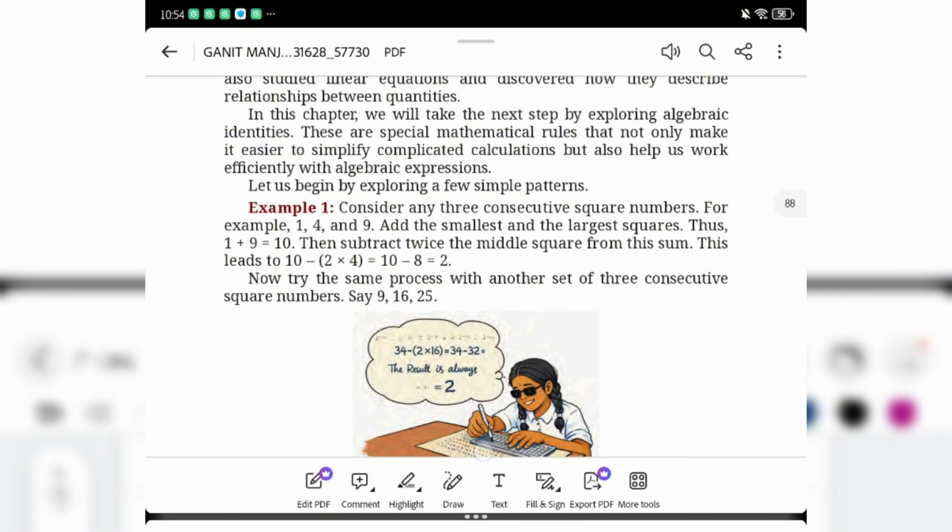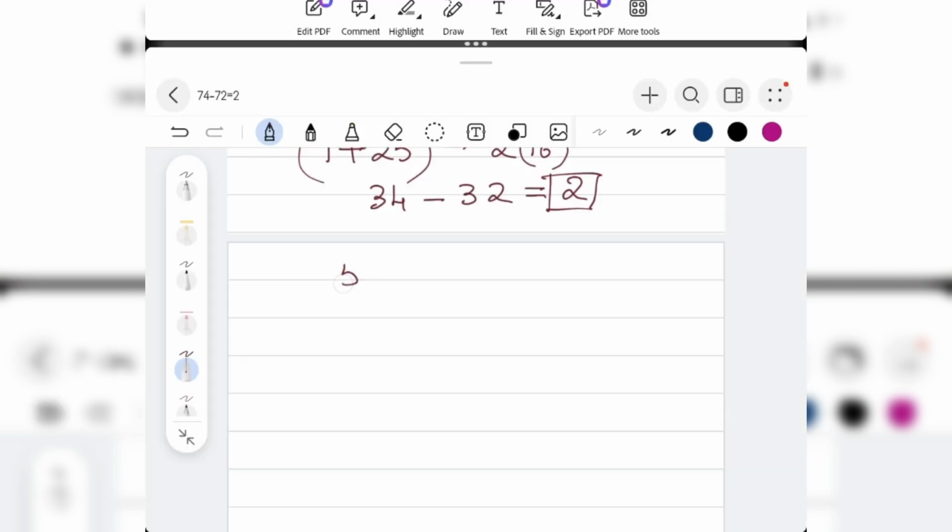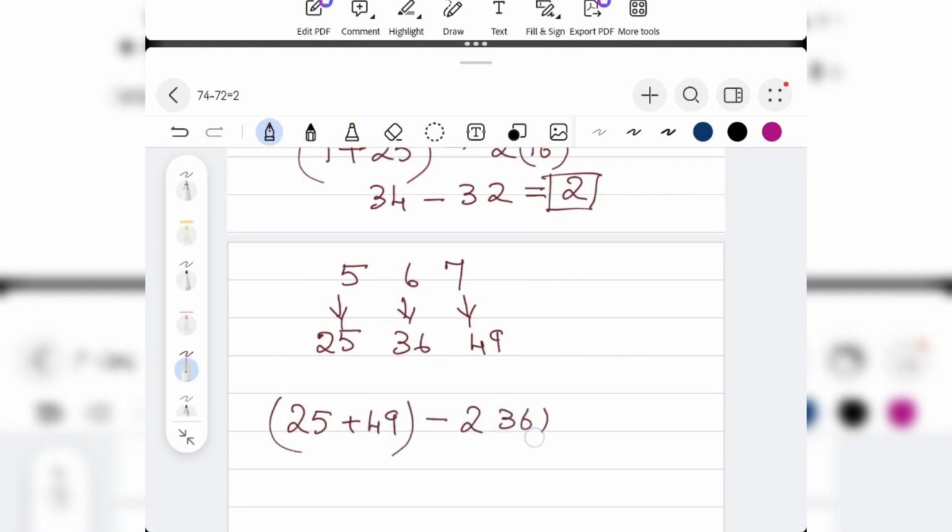Now let us move to the next one. Let us take the next example. Here he is taking numbers 5, 6 and 7. Square of 5 is 25, square of 6 is 36 and square of 7 is 49. So now we take the smallest square plus the largest square and then we subtract twice the middle square. So how much do we get? When you add 25 plus 49, you get 74, and when you multiply 2 into 36, we get 72. Here again our answer is 2.